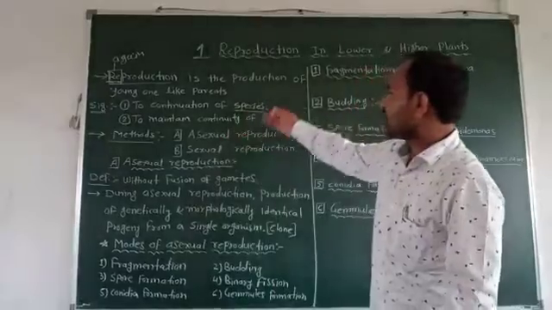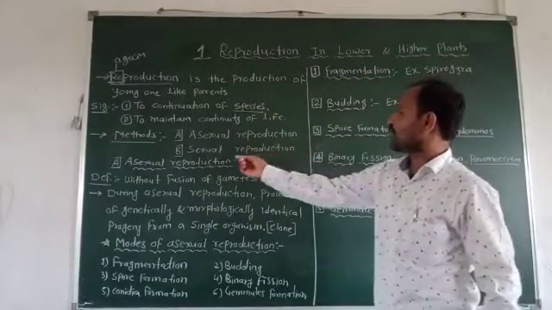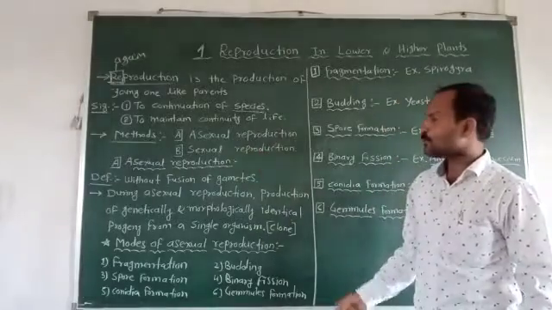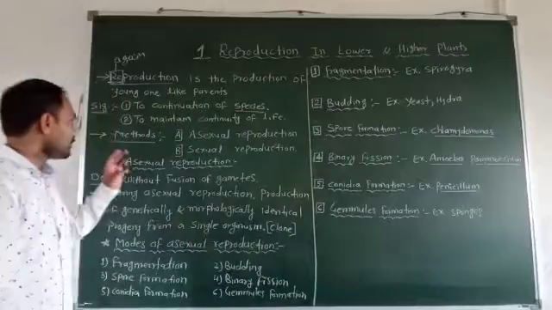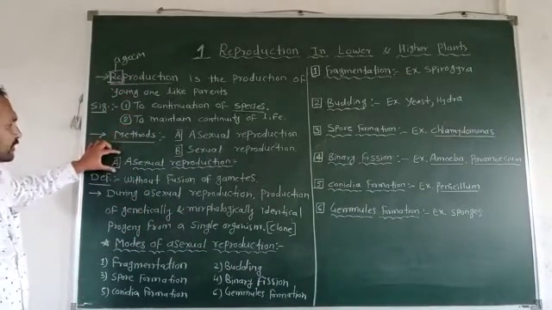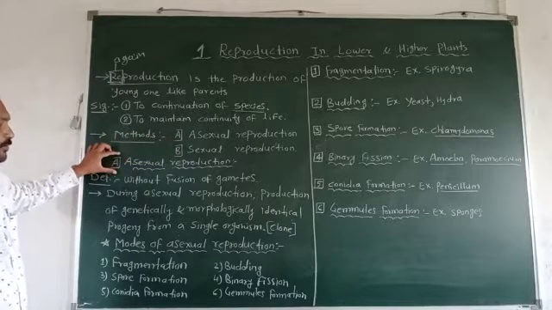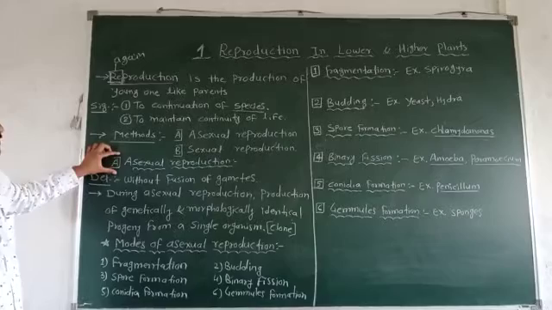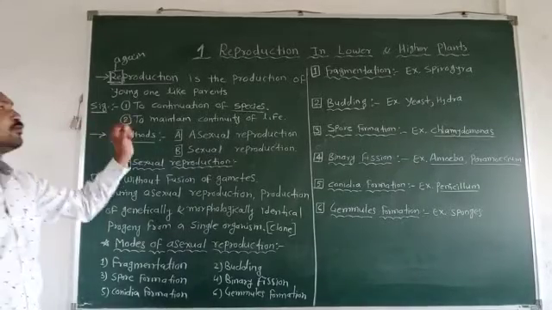Now after that there are 2 methods generally, the asexual reproduction method and the sexual reproduction method. These are the 2 main methods. Out of these 2 we will see both methods. First one is asexual reproduction and second is sexual reproduction. First of all, let us go to asexual reproduction in lower and higher plants. Remember that here there are lower and higher plants.